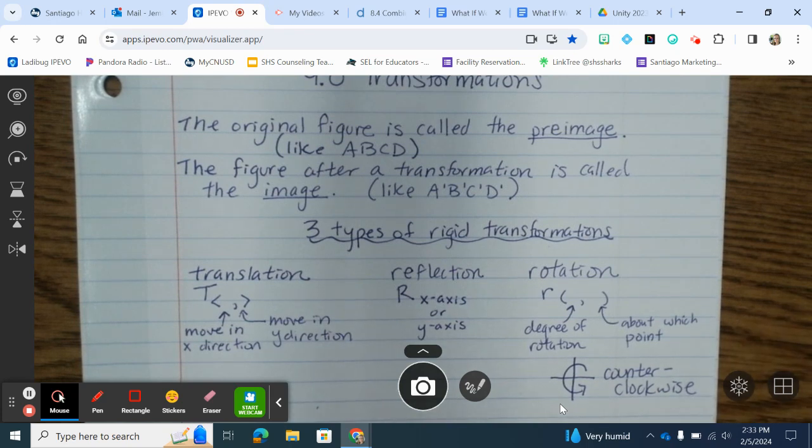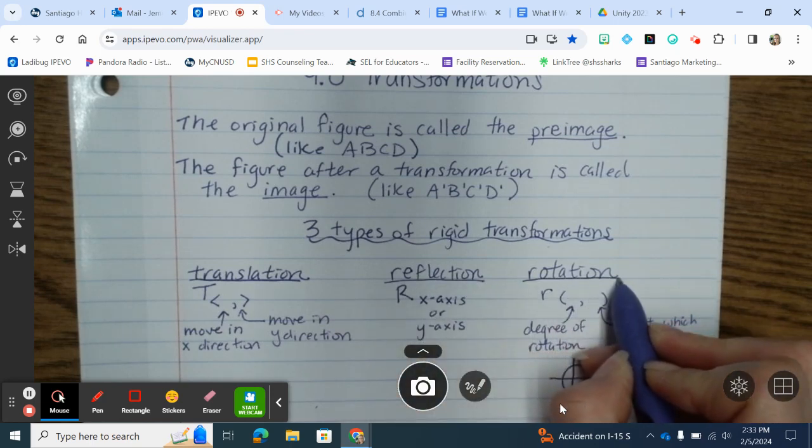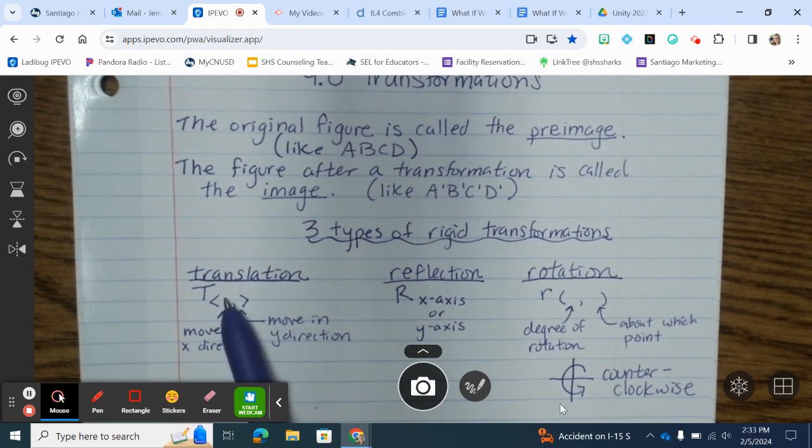There are three different types of rigid transformations that we're talking about today. Rigid just means that the figure does not change size or shape. We're going to talk about translation, reflection, and rotation. And in my opinion, these go from easiest to a little bit more complicated. So a translation is just a slide, like when I move it left, right, up, down. It's going to be represented by a capital T. These triangle brackets here are a subscript. And then however I move in the X direction first, however I move in the Y direction next.